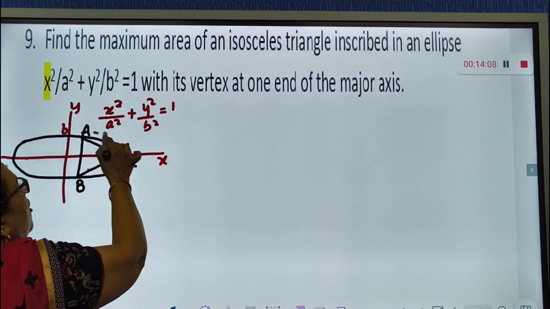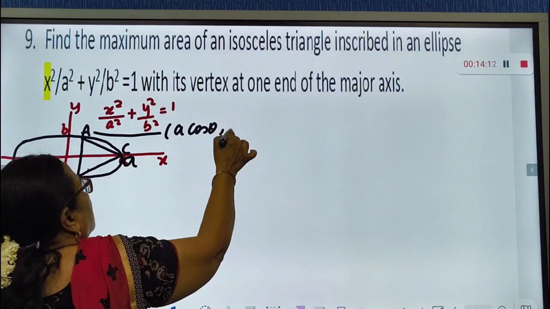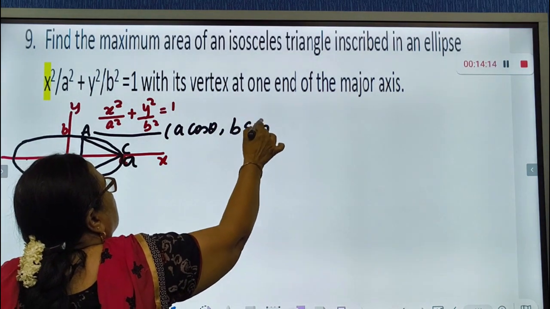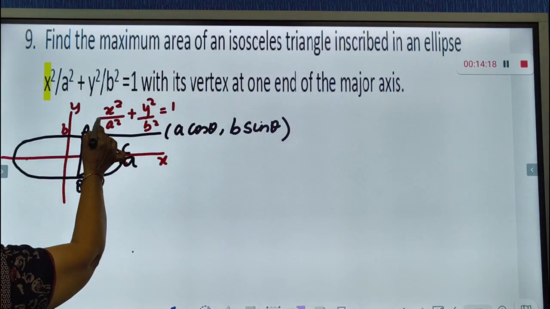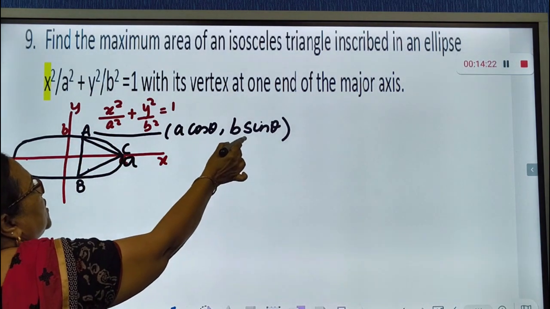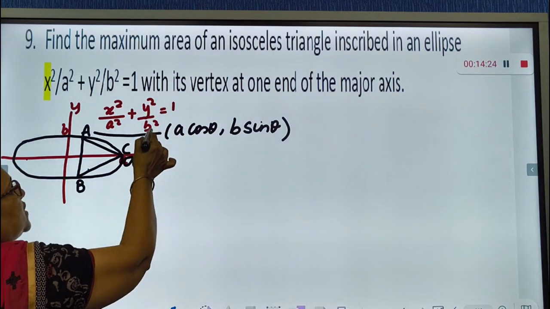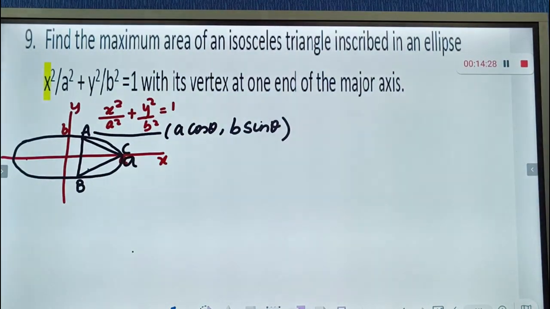What is the parametric form for an ellipse? A cos theta, B sin theta. Why? Because when I substitute, x squared will become a squared cos squared theta, a squared gets cancelled. And I substitute y equal to b sin theta, b squared sin squared theta, b squared gets cancelled, giving you cos squared theta plus sin squared theta, which is equal to 1. So the parametric form of an ellipse is A cos theta, B sin theta.